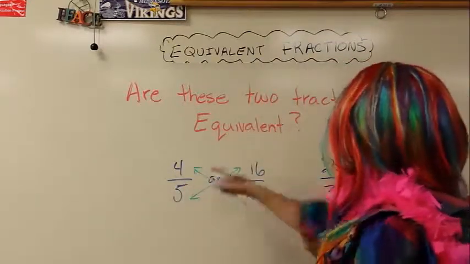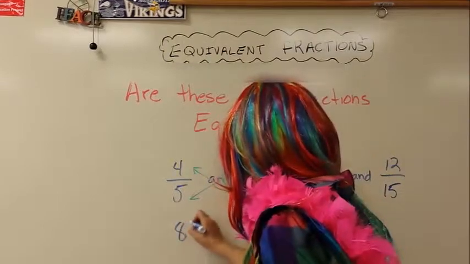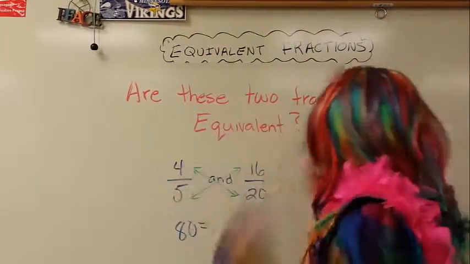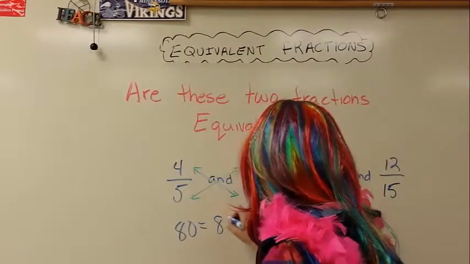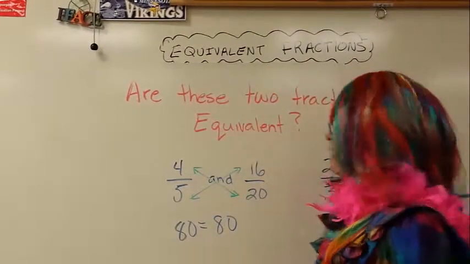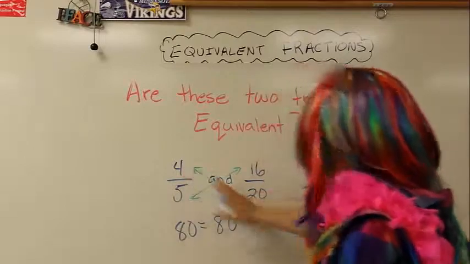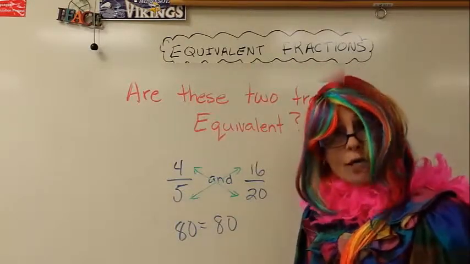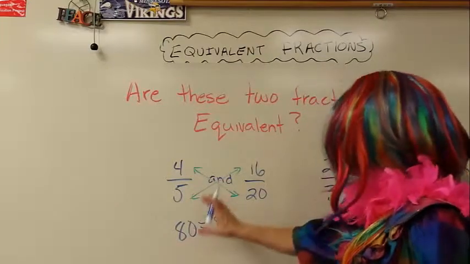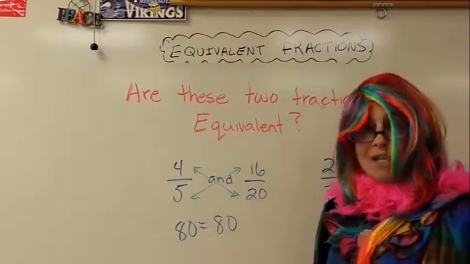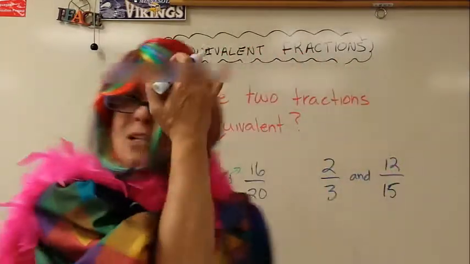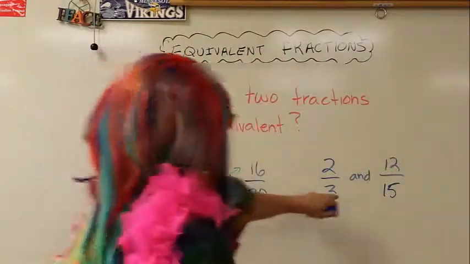So let's do that. 4 times 20 is 80. 5 times 16 is 80. Yes, it is. I knew that. I was just pretending. So since the cross products are the same, those fractions are equivalent. That's how you do it. Cross products.